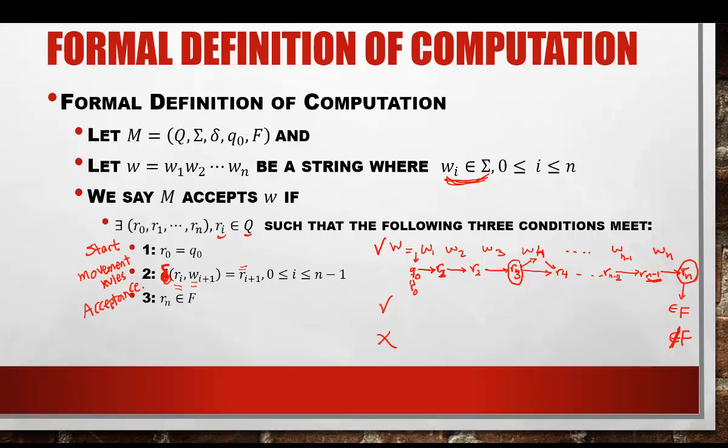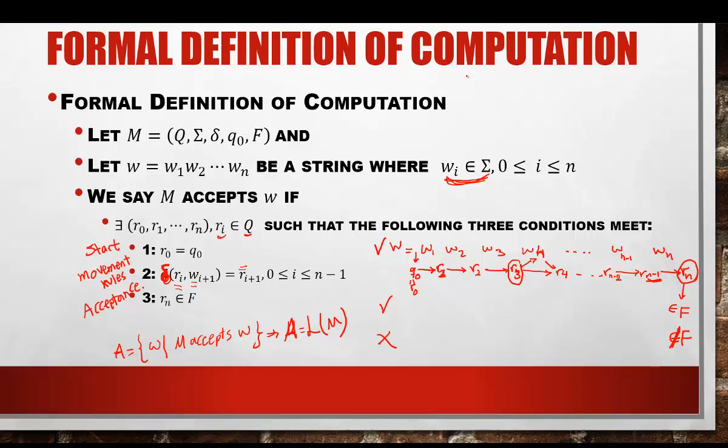Now, when we have machine M recognize strings W, and we go over and find all of the strings W that the machine recognizes and make a set of them, then we say A is the set of all W's such that the machine M accepts them. Then A will be the language of M. We talked about this last time.